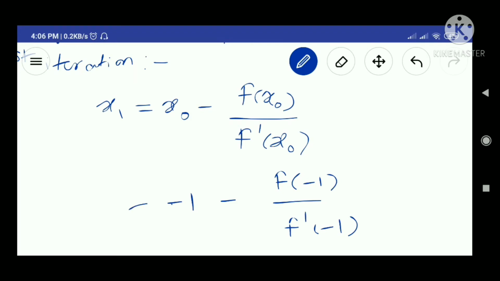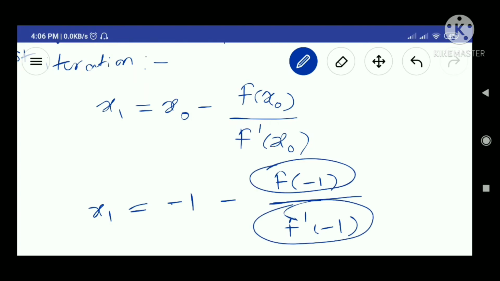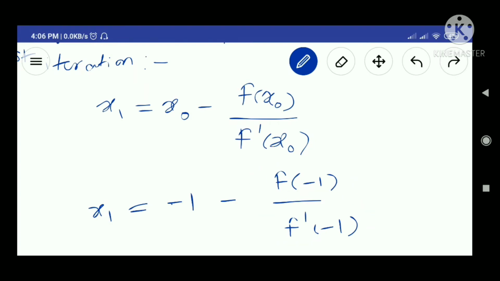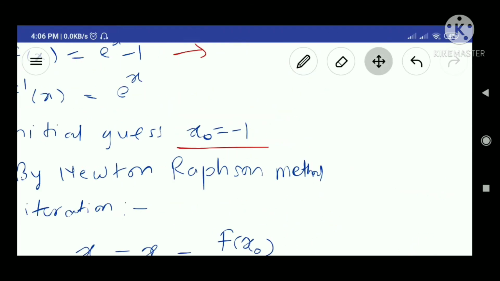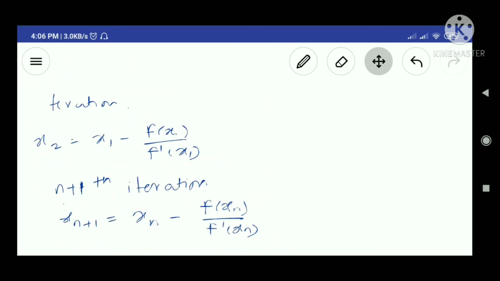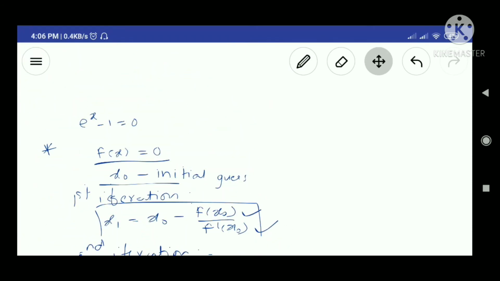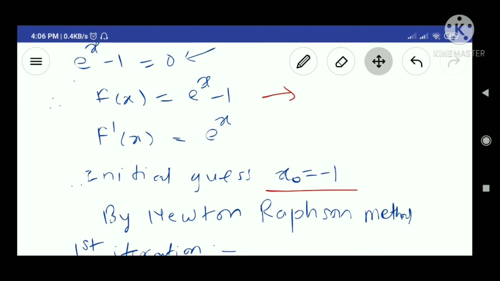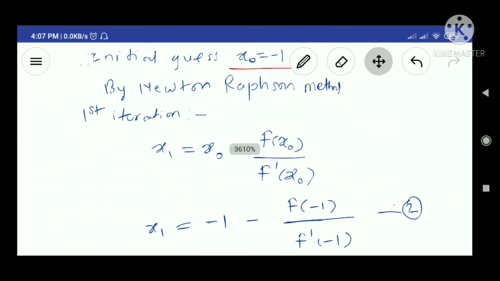What is LHS? LHS is x1. So now we want these two values, f of minus 1 and f dash of minus 1. So I will give some equation number 2. If I have not given any equation number, I will check. No, I have not given any equation number, so it's okay. I can write here equation number 1 also.